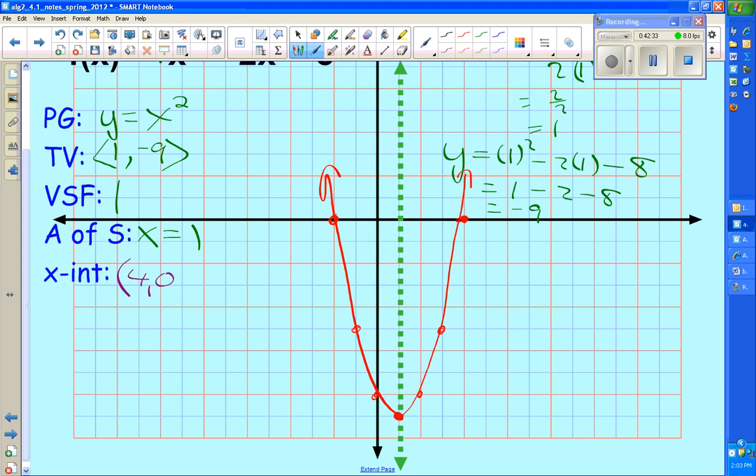4, 0 and negative 2, 0. They have to be ordered pairs. They're the 2 points where the graph crosses the x-axis. Sometimes there's only one, and as was pointed out, sometimes there's none. But in this case, there's 2. Questions?